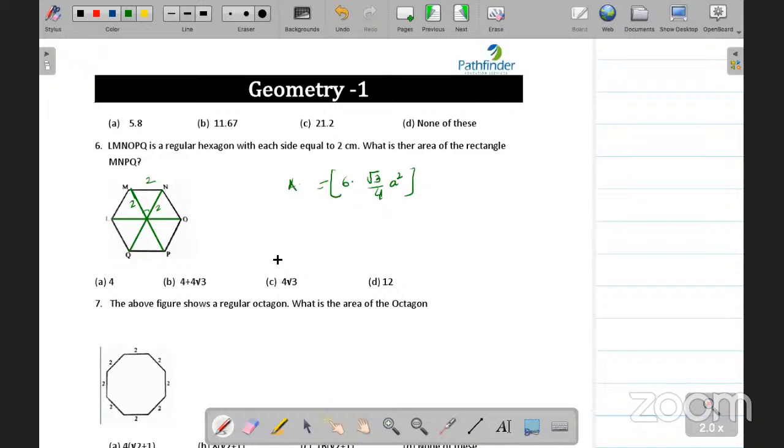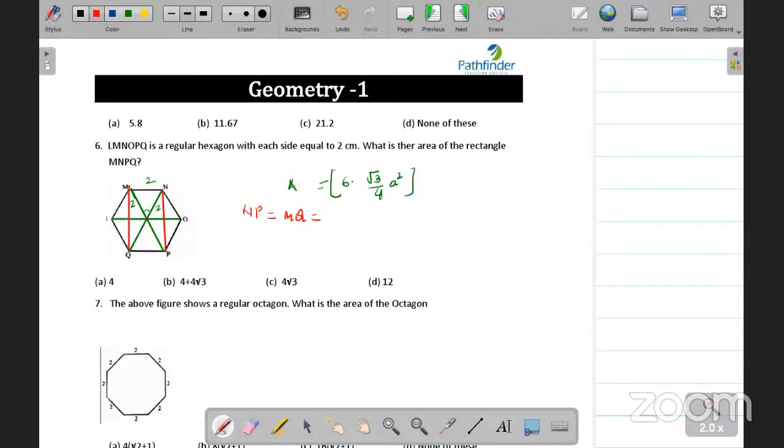But I have not been asked the area of the regular hexagon. I have been asked the area of MNPQ, this rectangle. So I already have the value of MN. MN is already 2. All I need to find is the value of NP or MQ. Now, how to find the value of NP or MQ?